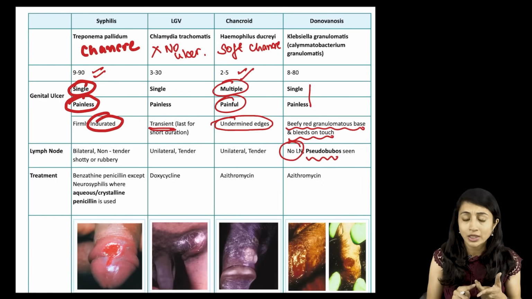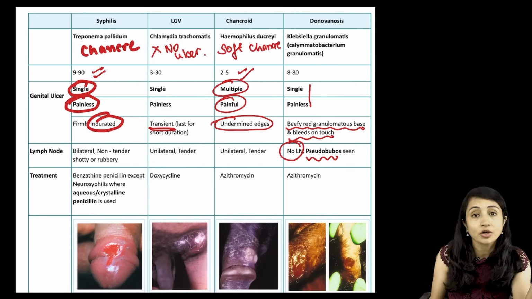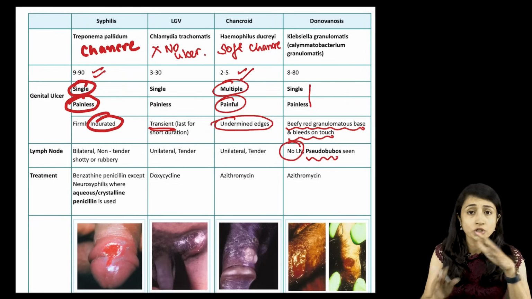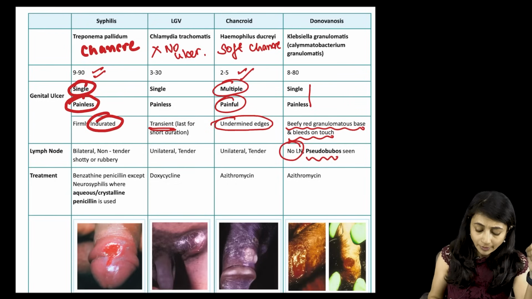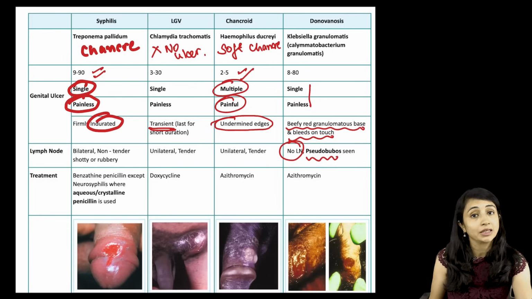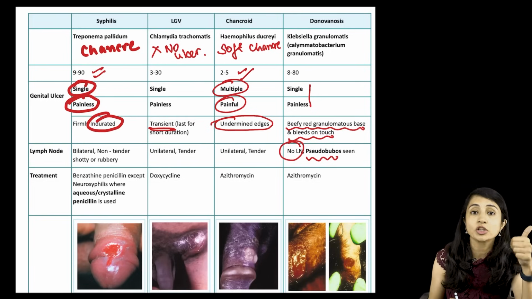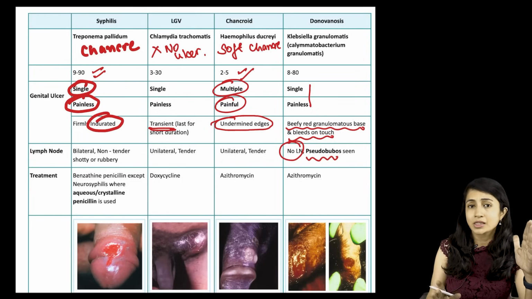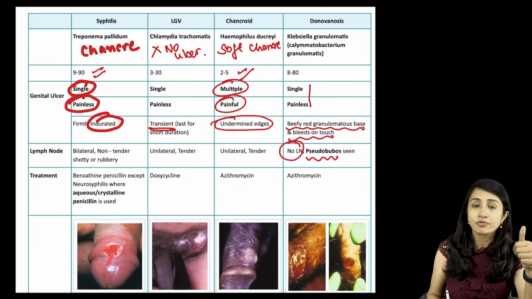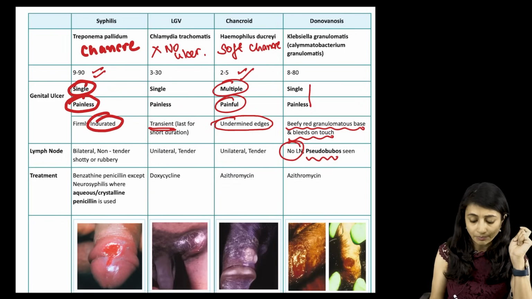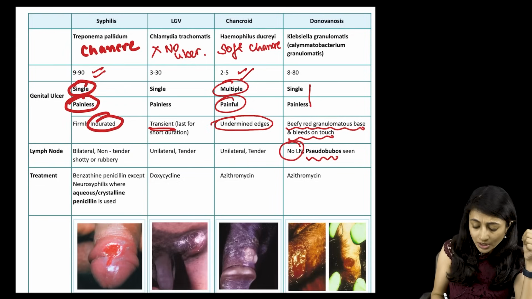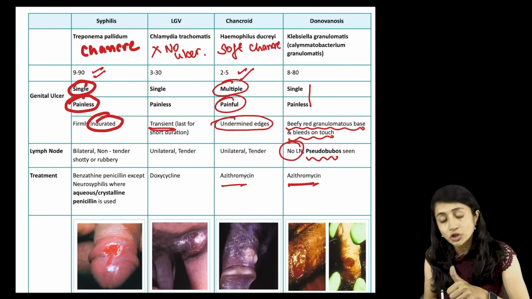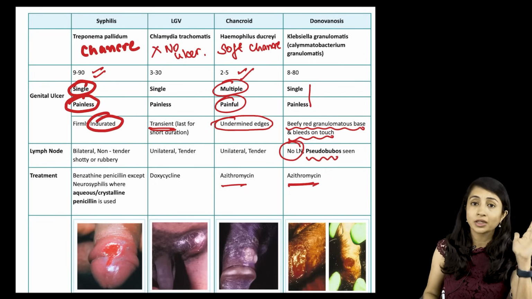Then we should know the causative organisms: Treponema pallidum for syphilis, Chlamydia trachomatis for LGV, Haemophilus ducreyi for chancroid, and Klebsiella granulomatis for donovanosis. All of these are very important points. Coming to treatment, in syphilis you give benzathine penicillin, 2.4 million units, broadly speaking. However, in neurosyphilis you use aqueous or crystalline penicillin. LGV you treat with doxycycline, chancroid with azithromycin, and donovanosis also with azithromycin, but the duration of therapy in donovanosis will be longer than in chancroid.